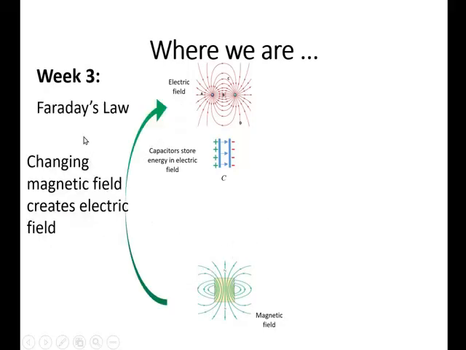In this video and the subsequent ones that are going to come, we are going to see how changing magnetic fields lead to an electric field. So a changing magnetic field leads to the production of an electric field, and that's our main business in this video and the subsequent ones, indeed in week 3 or unit 3 of our program.